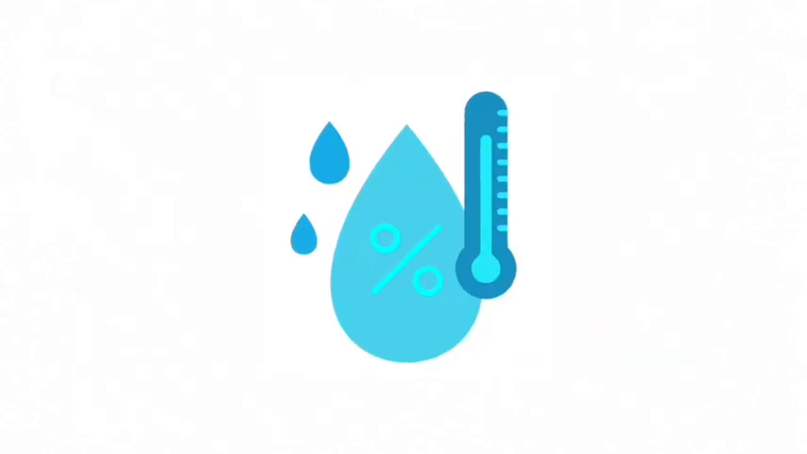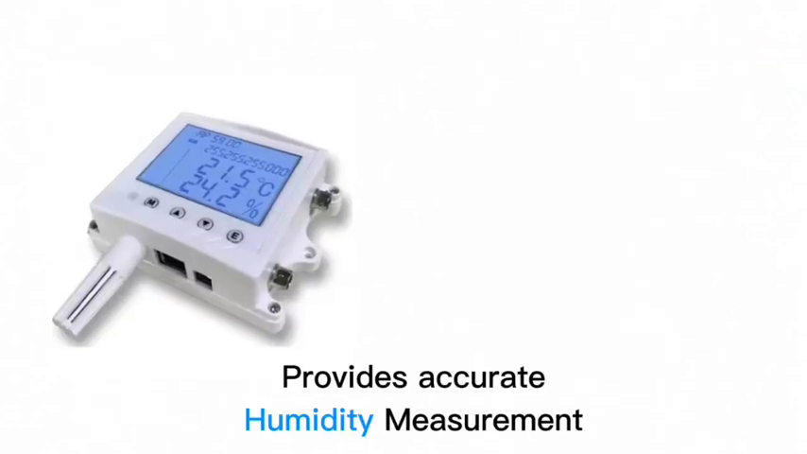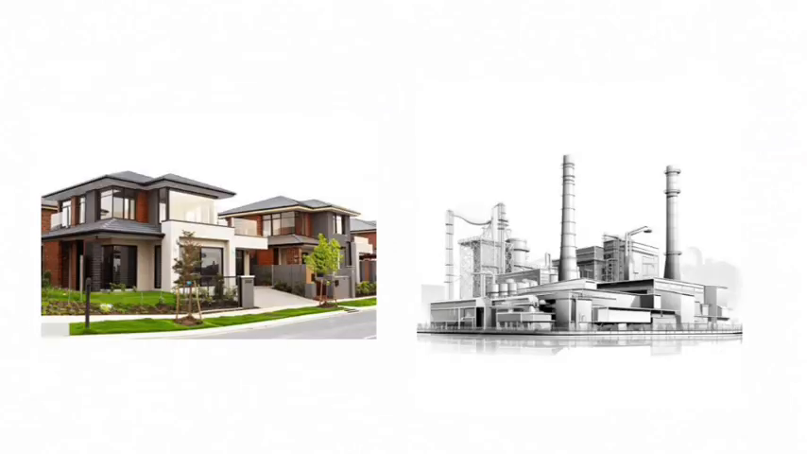Monitoring humidity is important because moisture levels can affect human comfort, agricultural productivity, product quality, and equipment performance. By providing accurate humidity measurements, these sensors help maintain optimal environmental conditions in both residential and industrial settings.